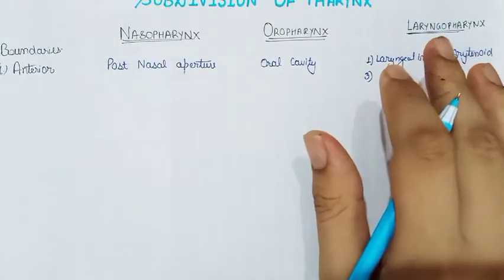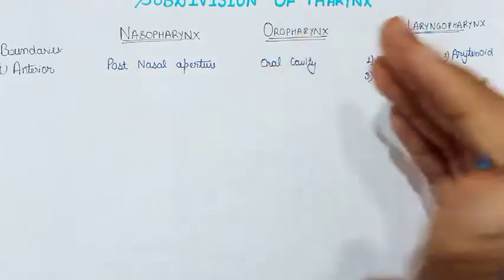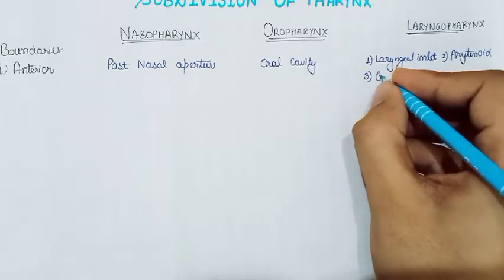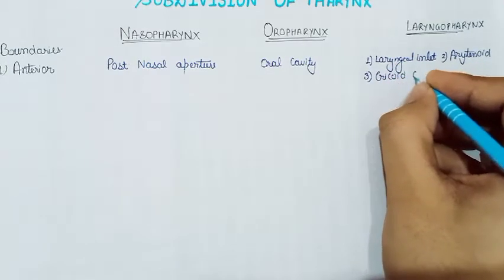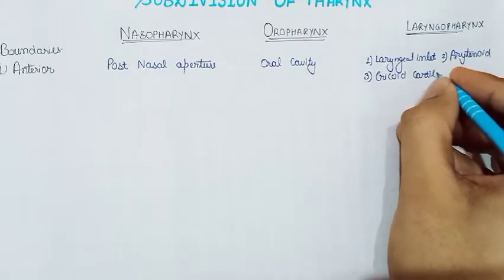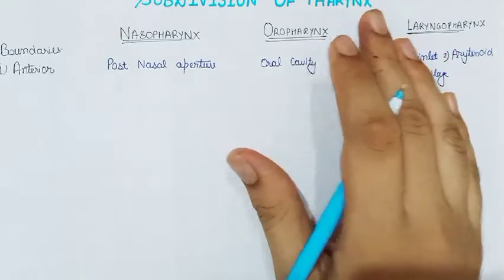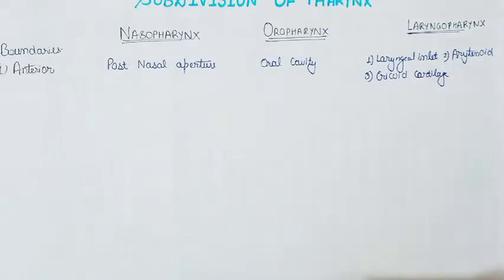All these are the cartilages of the larynx that we will discuss later. So we have the laryngeal inlet, arytenoid cartilage and the cricoid cartilage. If you have to mention accurately, you can write the posterior surface of the cricoid cartilage. For notes, you can ask me on the Instagram.